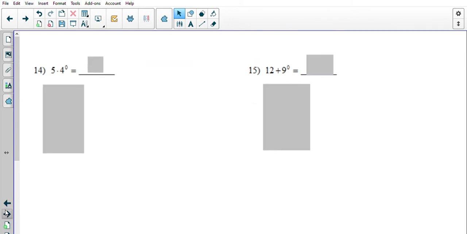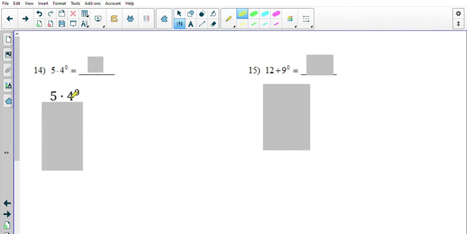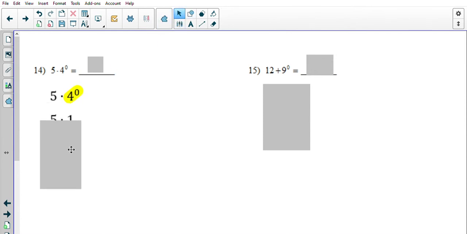All right, moving right along. Number 14, 5 times 4 to the 0 power. You need to remember that anything to the 0 power is equivalent to 1. It's not 4, it's not 0, it is 1. So replace 4 to the 0 power with 1. 5 times 1 is 5. If you're wondering why any number to the 0 power is 1, we'll talk a little bit about that when we do negative exponents in our next unit.